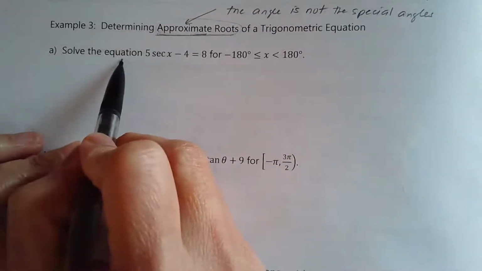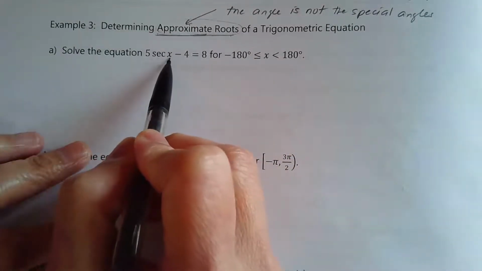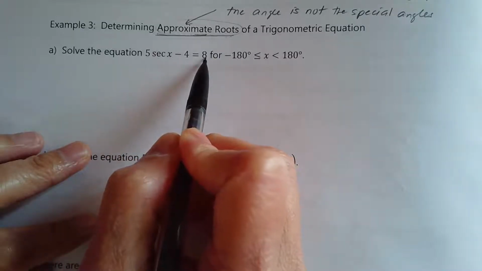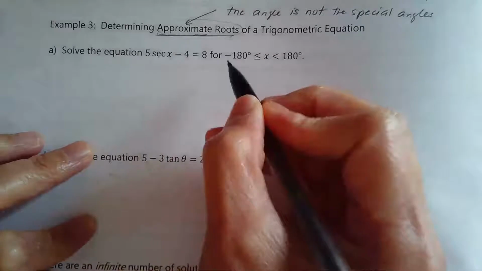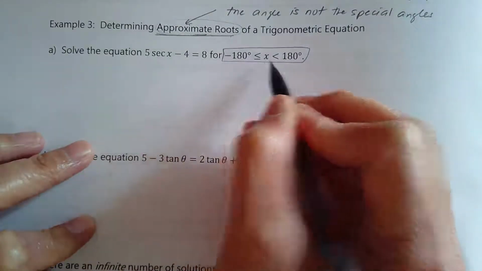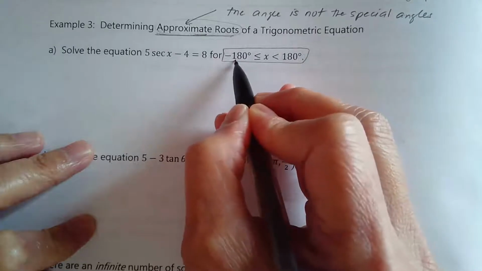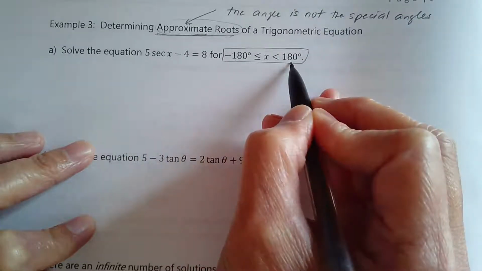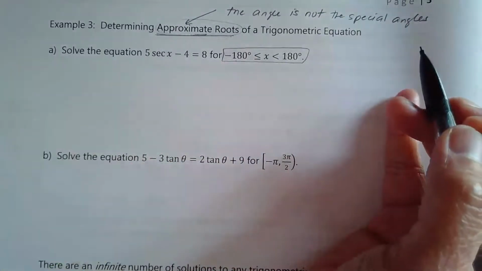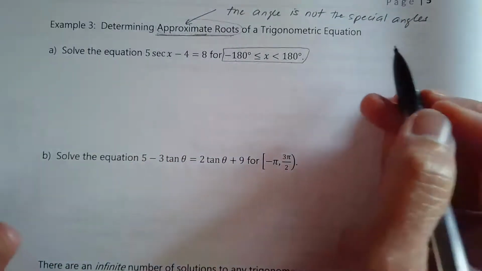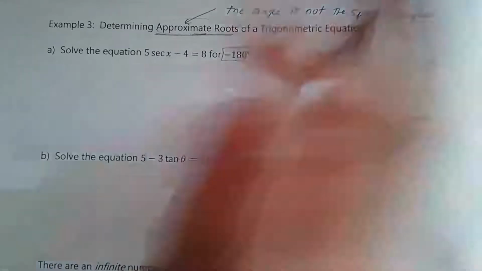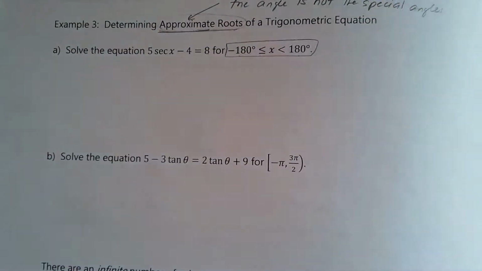Solve the equation 5 secant x minus 4 equals 8 for the domain of x. Okay, we have to look for x between negative 180 degrees and 180 degrees. So now we're back to degree angles again, so our solutions have to be in degrees. So let's take a look. There's quite a bit of stuff that we have to do here.